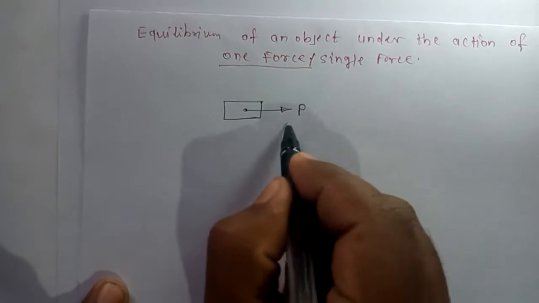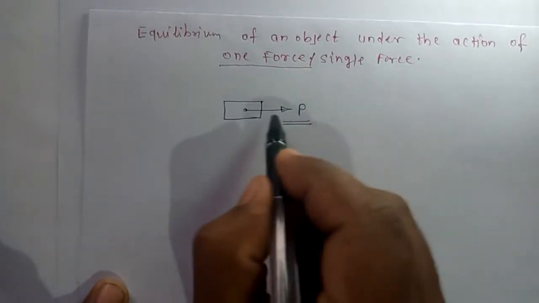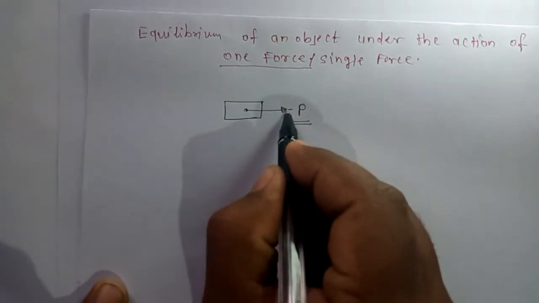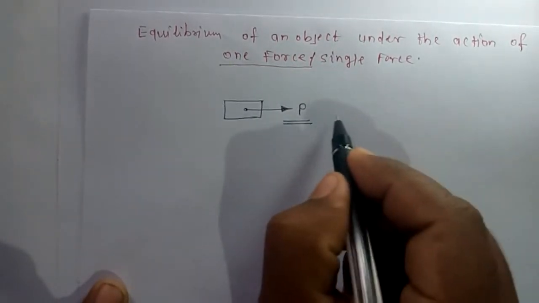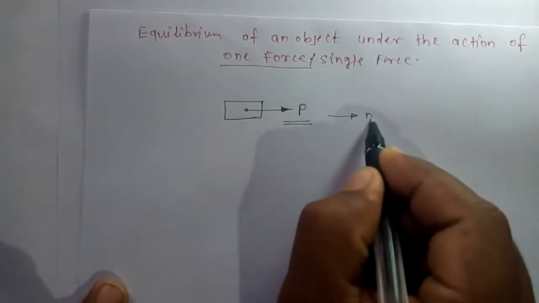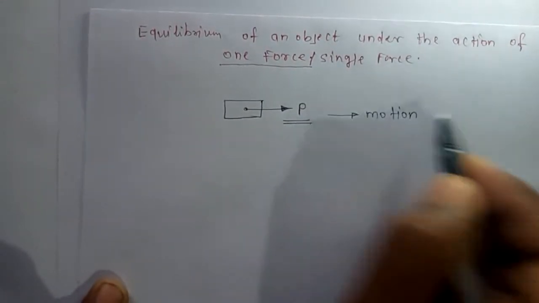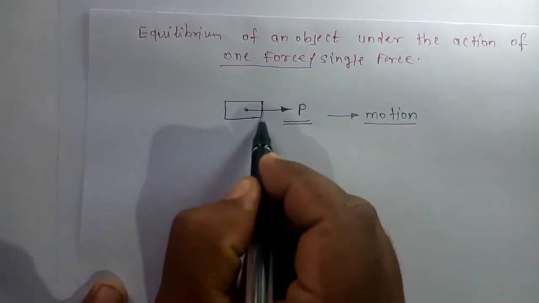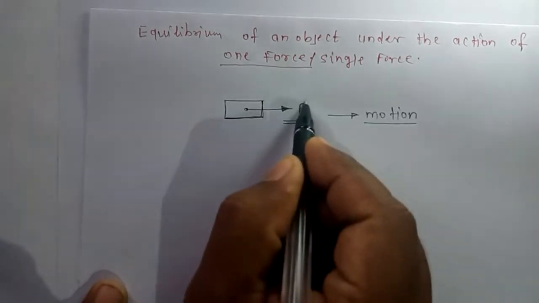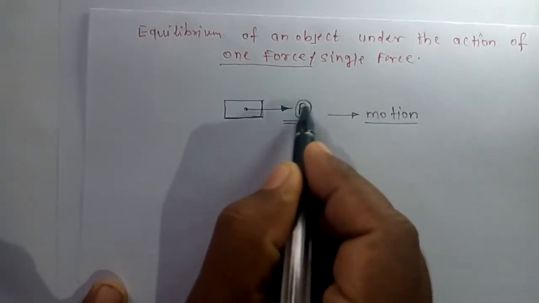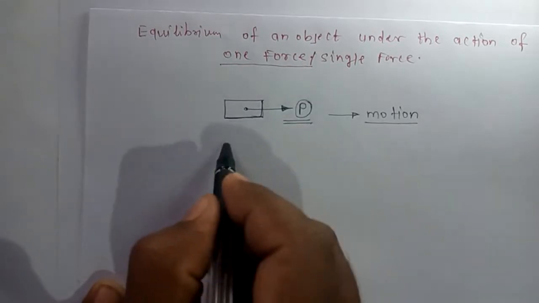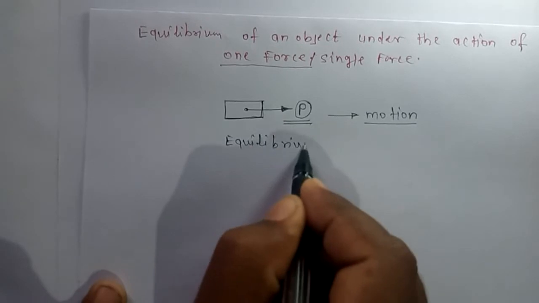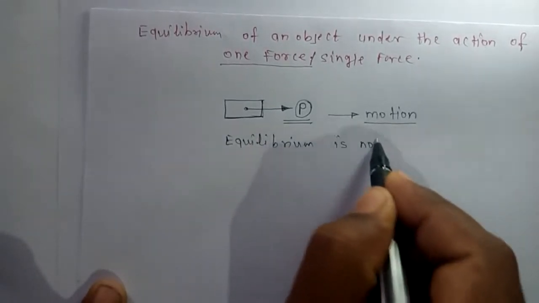Now under the action of this force P, this object cannot be in equilibrium because there is only one force. This force will try to move the object towards the right side, and the object may move in the right direction with some motion, but the object cannot be in equilibrium because there is no force present which can balance the P force. That's why equilibrium is not possible.